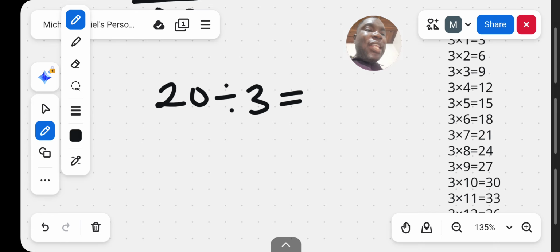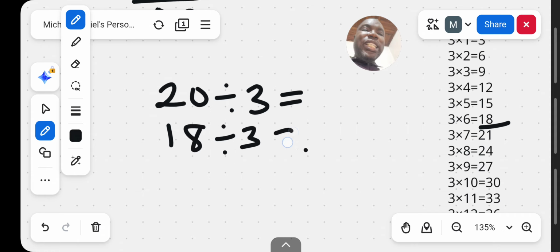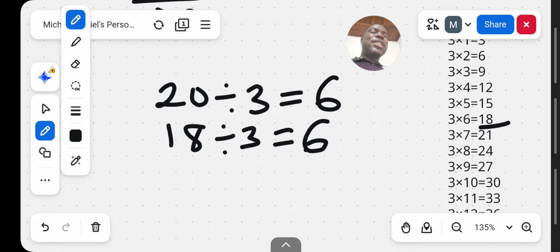So remember, you can't use 21. What do you use? 18. So we ask ourselves the question using 18. What is 18 divided by 3? Now, because 3 times 6 is 18, 18 divided by 3 is 6. Since 18 divided by 3 is 6, that means 20 divided by 3 will also be 6. So, 20 divided by 3 will have a remainder.